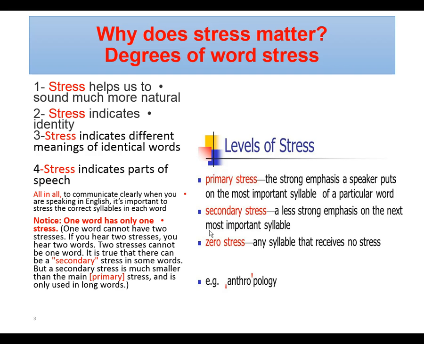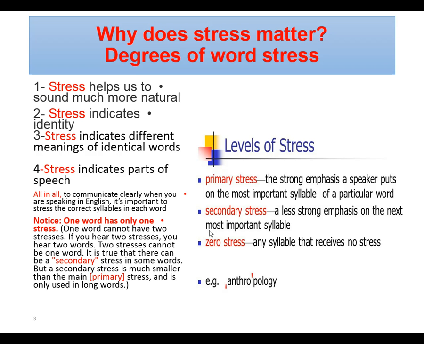For example, stress helps us to sound more natural, and it also indicates our identity, because if you listen to words such as dictionary and its two stress patterns, American dictionary and British dictionary, and also the way we as Egyptian learners and as Egyptian speakers pronounce and stress words gives us some sort of identity marker. Stress is an identity marker, an identity signal.